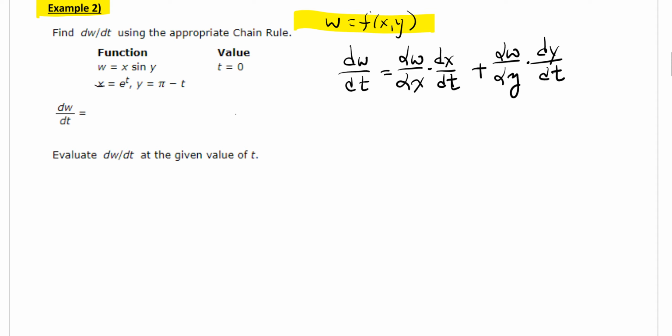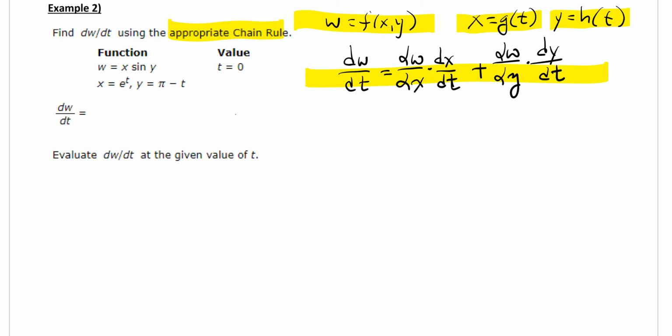And x is a function of t, x equals e to the t, and y is also a function of t, y equals pi minus t. So x equals g of t and y equals h of t. The appropriate chain rule in that situation is this one for the derivative dw dt, the one from example 1.